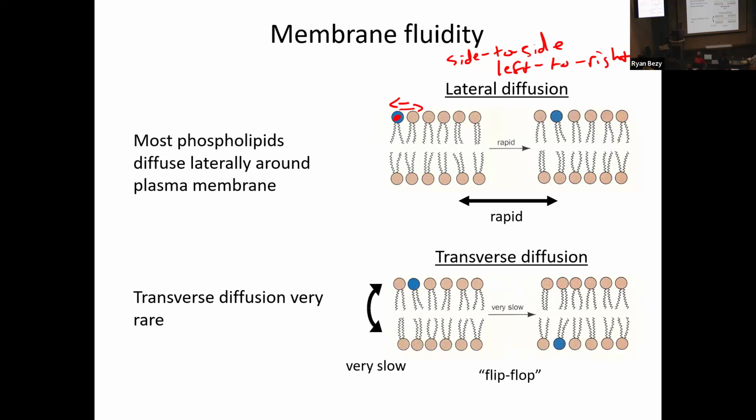Transverse diffusion is what is called a flip-flop. This is where maybe my phospholipid goes from one face of the membrane, one layer of the bilayer, and it flips all the way to the other layer. That is a very rare thing. That does occasionally happen, but not very often at all. Why would a transverse diffusion be rare? Why would this phospholipid in blue very rarely move from one layer of the phospholipid bilayer to the other?